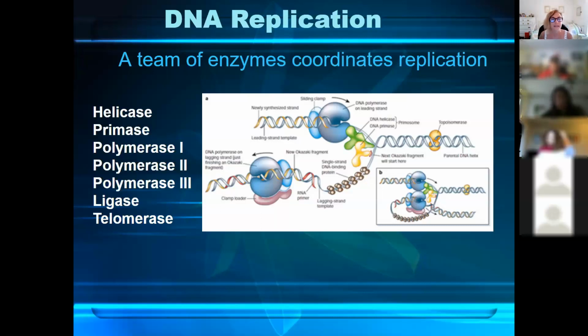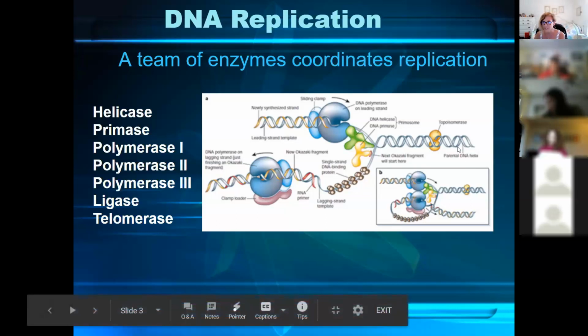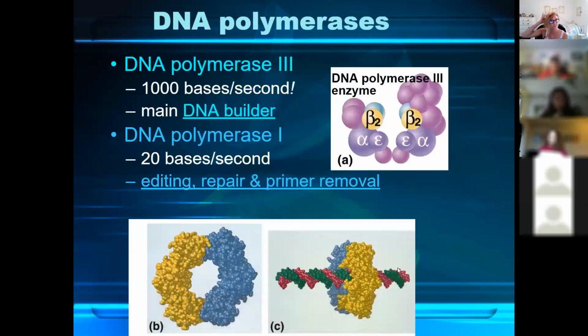Polymerase tells me that it makes a polymer. If it's DNA polymerase, it makes DNA. If it's an RNA polymerase, it makes RNA. Ligase seals the gap, and telomerase is going to be found at the ends, and it conserves the telomeres. So here's where we're at.